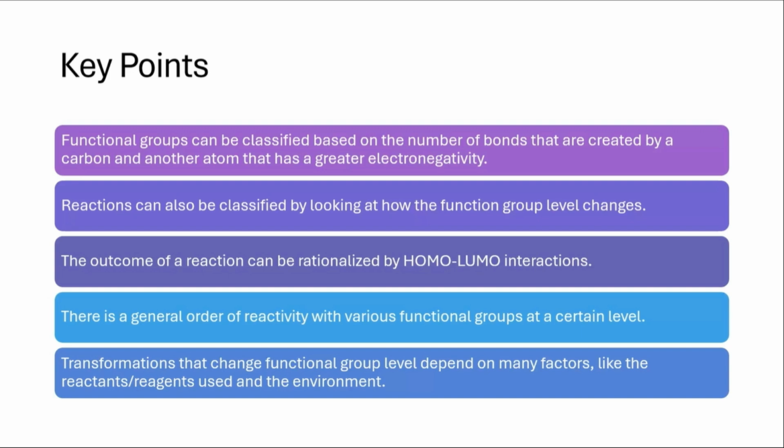we can rationalize the outcome of a reaction. Our fourth point is that there's a general order of reactivity with various functional groups at a certain level. Some level 3 functional groups will be more reactive than other functional groups. And our final point is that transformations that can change functional group level will depend on a lot of factors, like the reactants or reagents that are used and also the environment. Some of the reactants we'll be focusing on will be reducing agents, oxidizing agents, nucleophiles, and the environment could be basic or acidic.